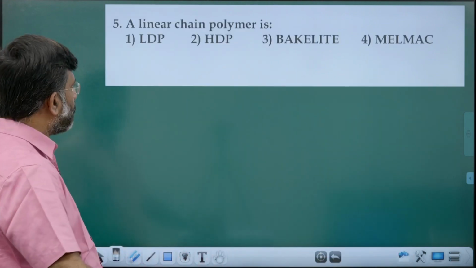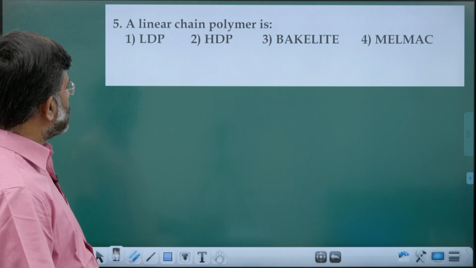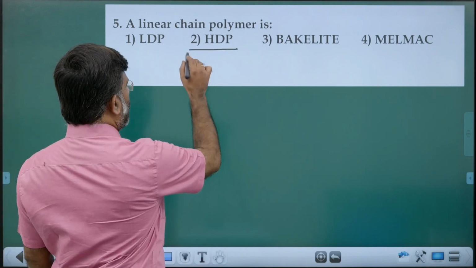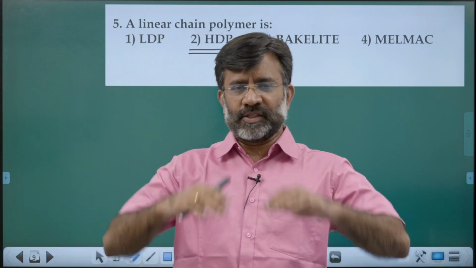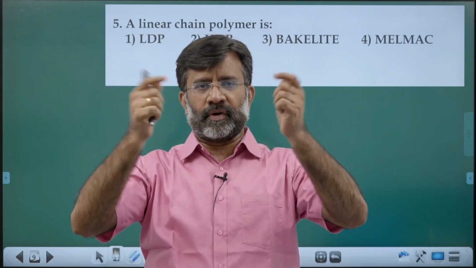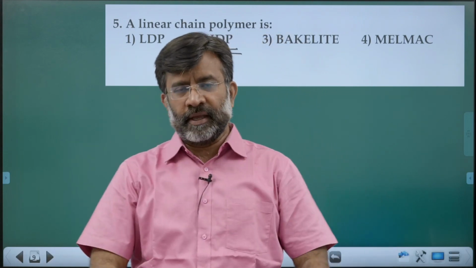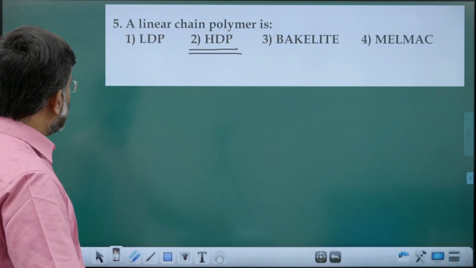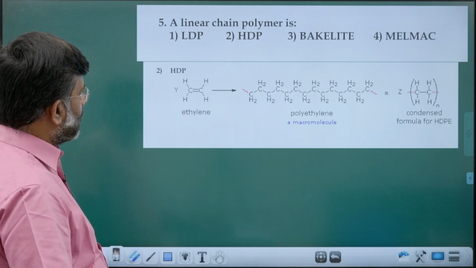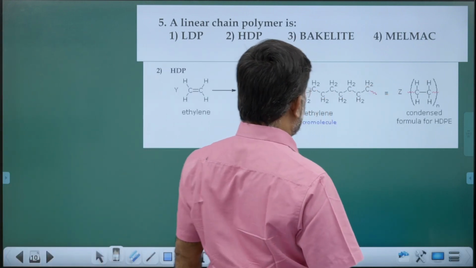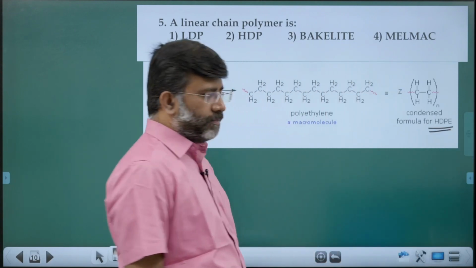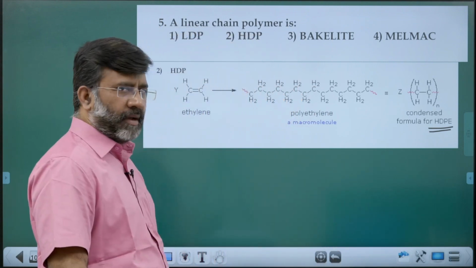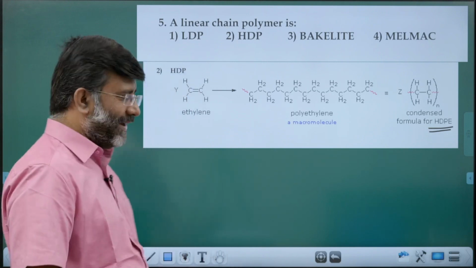Okay, next question. A linear chain polymer is HDP, high density polythene, where the chains are linear and close packed, therefore density is maximum. While if there is branching, it stands for LDP, low density polyethylene. So the answer is the second choice. This is the linear polymer, polythene, which will go for HDP. HDP will be linear, LDP will be branched in character, while bakelite and melmac are cross-linked polymers. Okay, next.